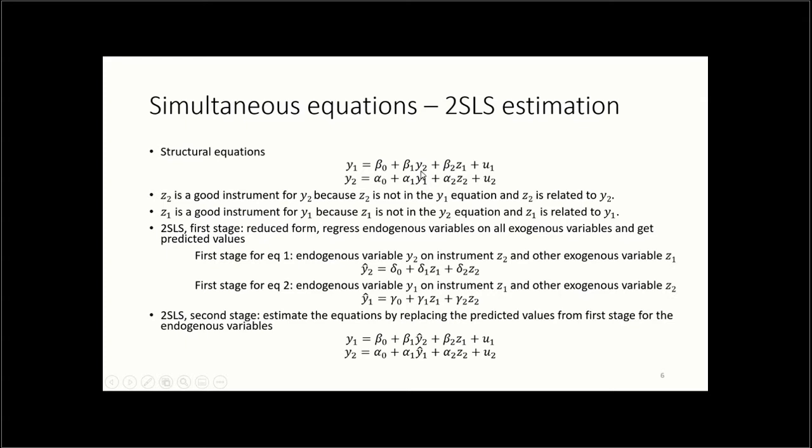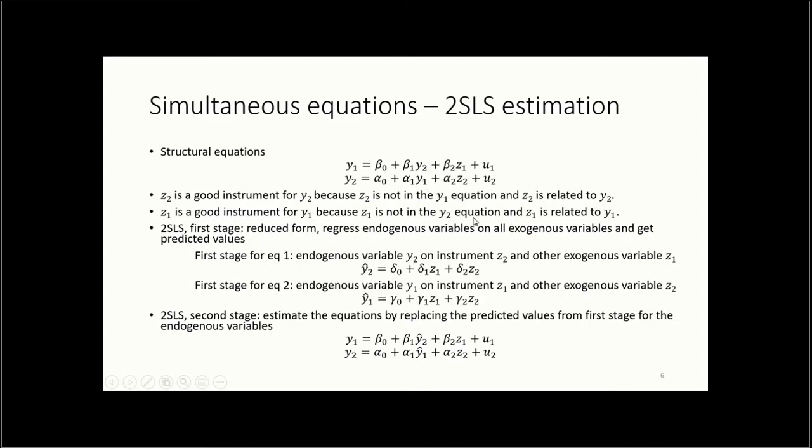The same thing applies for Z1 being a very good instrument for Y1. Let's check this. First of all, Z1 is not in the equation for Y2. You see, it's not in here. And because it's not in the equation for Y2, Z1 is also related to Y1 through the other equation. So this is, again, two of the properties of a good instrument. So here we have again Z2 being an instrument for Y2 and Z1 being an instrument for Y1.